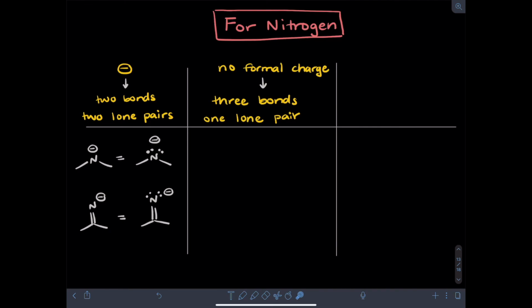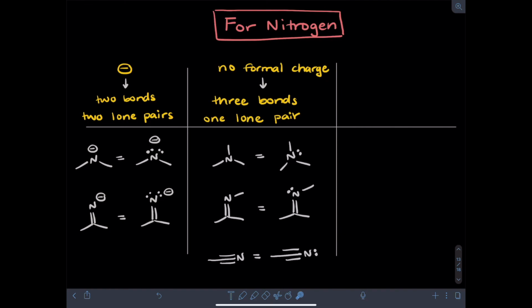If you have a nitrogen without a formal charge, it'll have 3 bonds and 1 lone pair. You could have different arrangements of bonds, like you could have a case where you have 3 different single bonds. You could have a double bond and a single bond, or you could have 1 triple bond. In each case, you have 3 bonds total, and the nitrogen just has 1 lone pair.